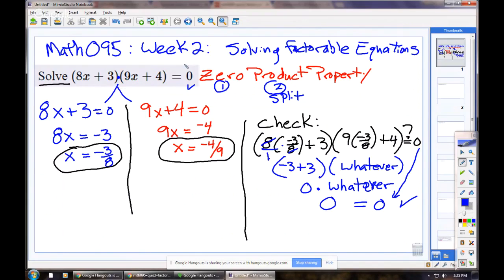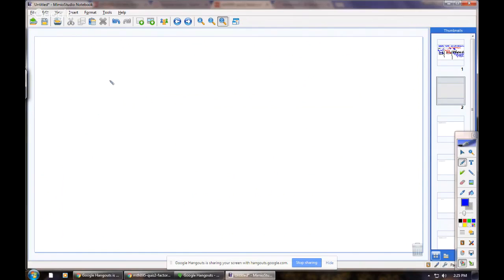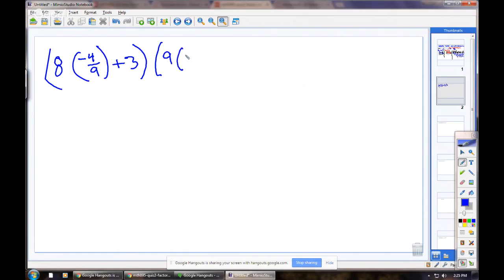Checking the other one, I've got negative 4/9 for x, and I'm plugging that into 8 times that plus 3 times 9 times that x value plus 3. Now, the other time I was kind of messing around being silly. I just said this one was a whatever. This one I'm actually going to do it out.